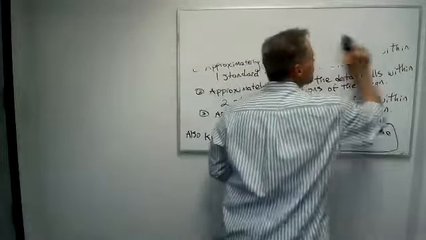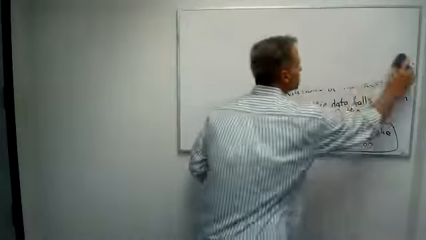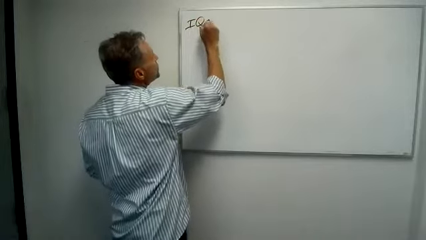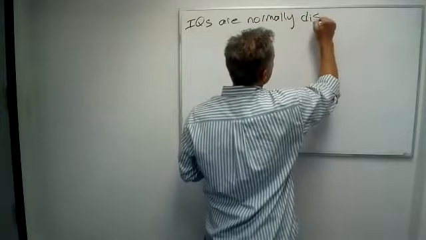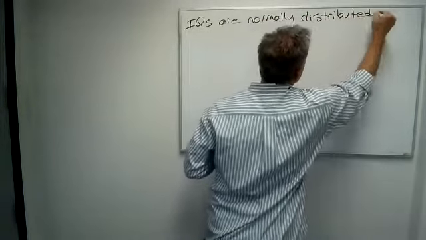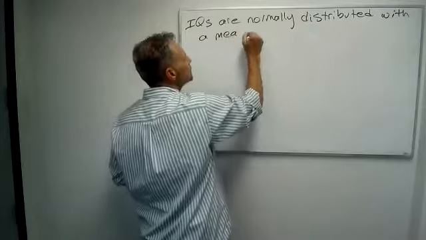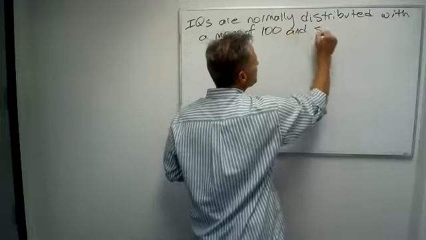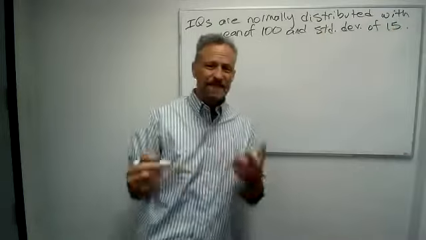So for instance, we know that when somebody takes an IQ test, IQs are normally distributed. So let's say this. IQs are normally distributed with a mean of 100 and a standard deviation, we'll abbreviate that, standard deviation of 15. So that's something we know.